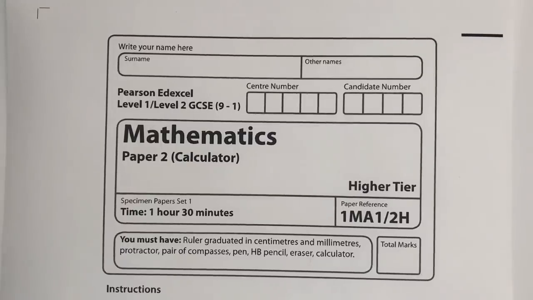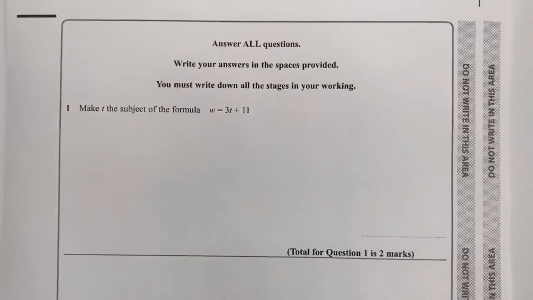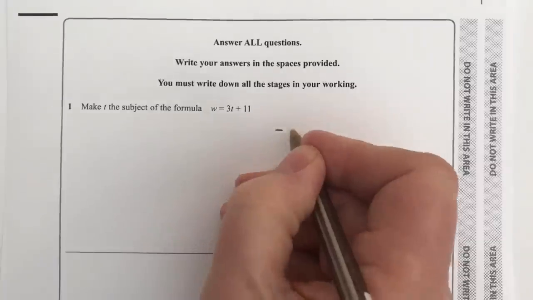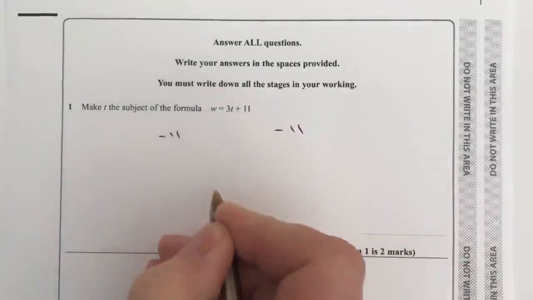Okay, so let's move on then to question number 1. In question number 1 we're asked to change the subject of a formula, and at the moment we're saying that W, which is the subject, equals 3t plus 11. So if we want to make t the subject of the formula, what I'm going to do is minus 11 from both sides.